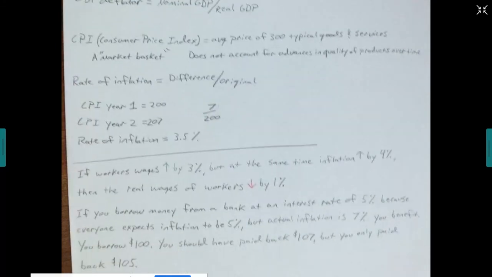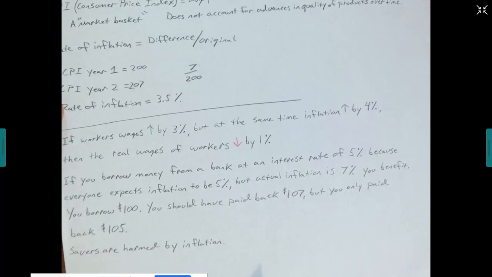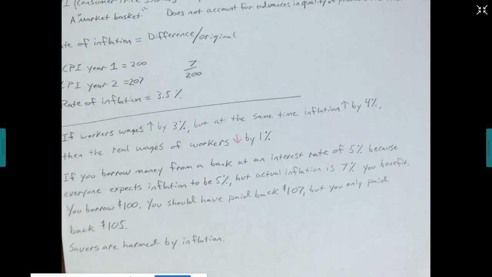We'll also take a look at changes in the nominal wages of workers to help determine what real wages can be. If workers' wages were to increase by 3%, but at the same time inflation increased by 4%, that means workers, yay, you're making more money, but at the same time, everything costs even more. In reality, you're going to see that your real wages drop by 1%.